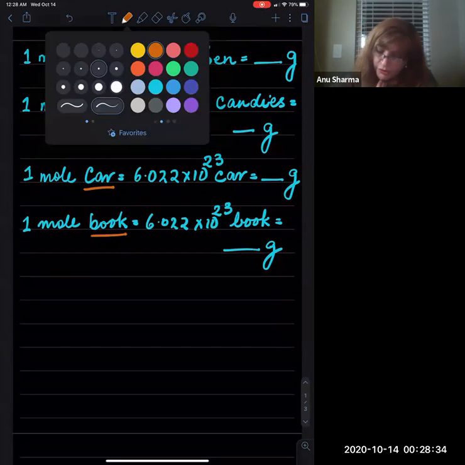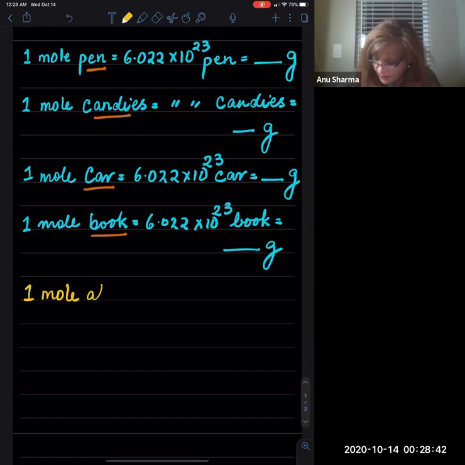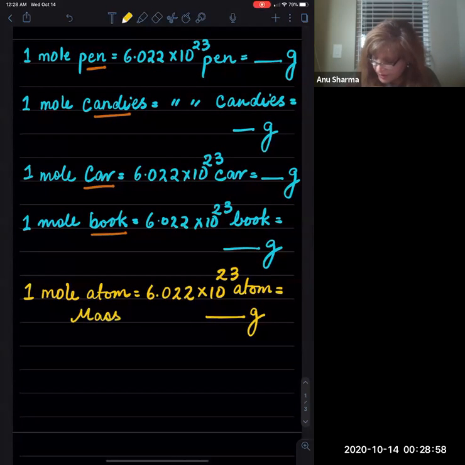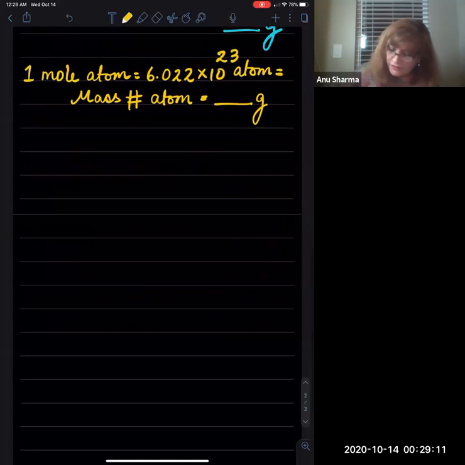If you apply the same concept to atoms, one mole of atoms is equal to 6.022 times 10 to the power 23 atoms. And what is the weight? That is the mass number of that atom in grams, whatever that atom is. Okay, so we're going to look at this in more detail in a minute.